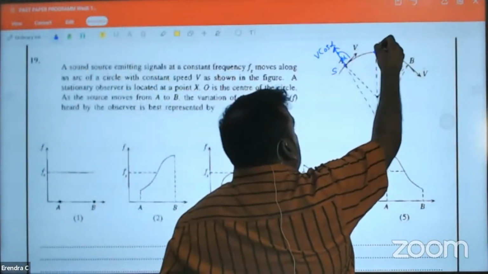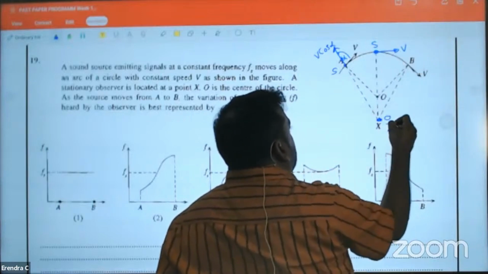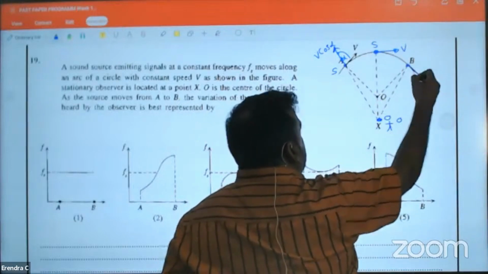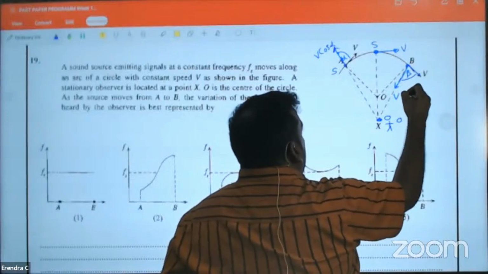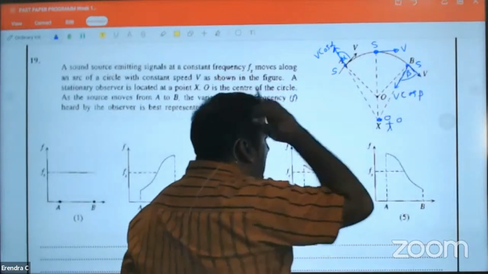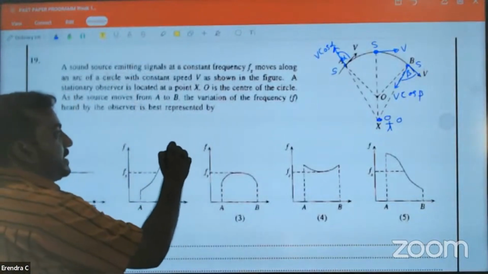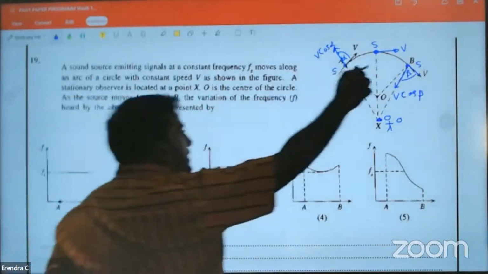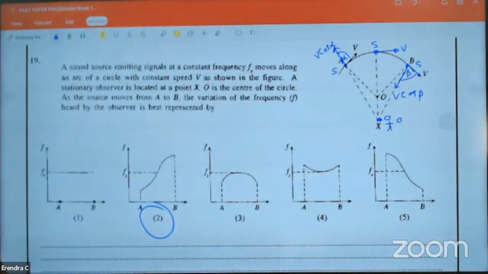Once it comes here, there is a perpendicular distance. Actual frequency and apparent frequency will both be the same. Once it comes here, this angle becomes acute. Take components, V cos beta. It's like the source is coming towards the observer. Frequency will increase. Frequency at A will reduce, source is going away. Frequency at B increases, source is coming towards. That means the variation is answer number 2.